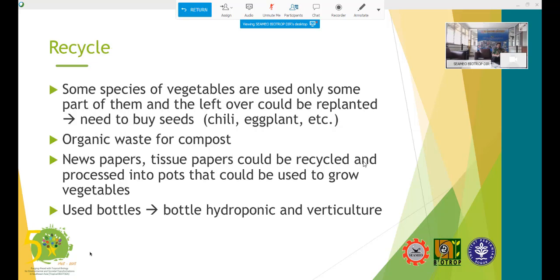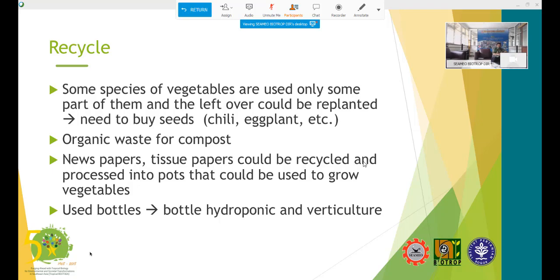Recycle. Some species of vegetables are used only in some part, and the leftover could be replanted, so we do not need to buy seeds. For example, chili, eggplants, and tomatoes also produce seeds, so we don't need to buy new seeds, because we can always use the seeds from the ones that we already grew.